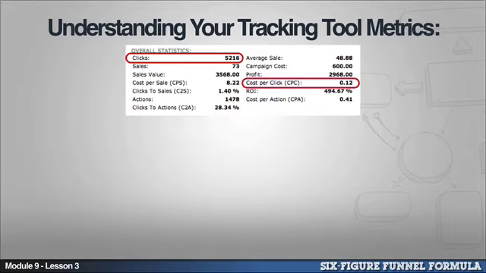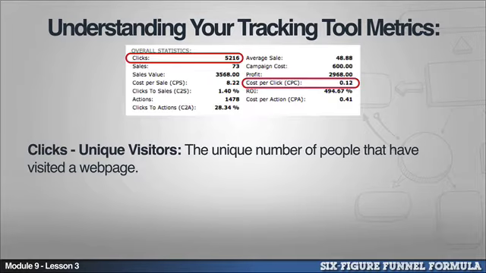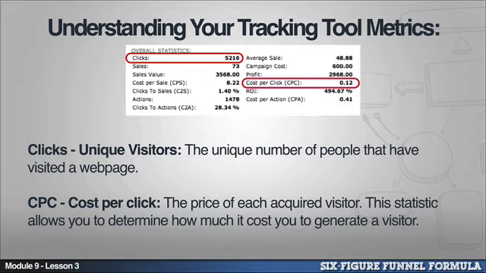So the first set of metrics we've got are clicks and cost per click. And so clicks are exactly that. It's the unique number of people that have visited a web page. And so in the case of HyperTracker, it's the unique number of people that have clicked on your HyperTracker tracking link. Cost per click is the price of each acquired visitor. It's the price of each click, right?